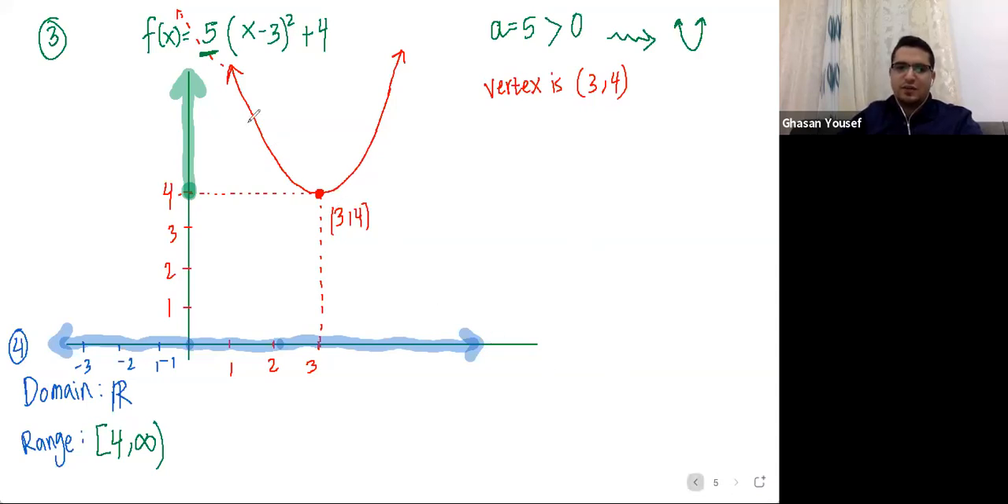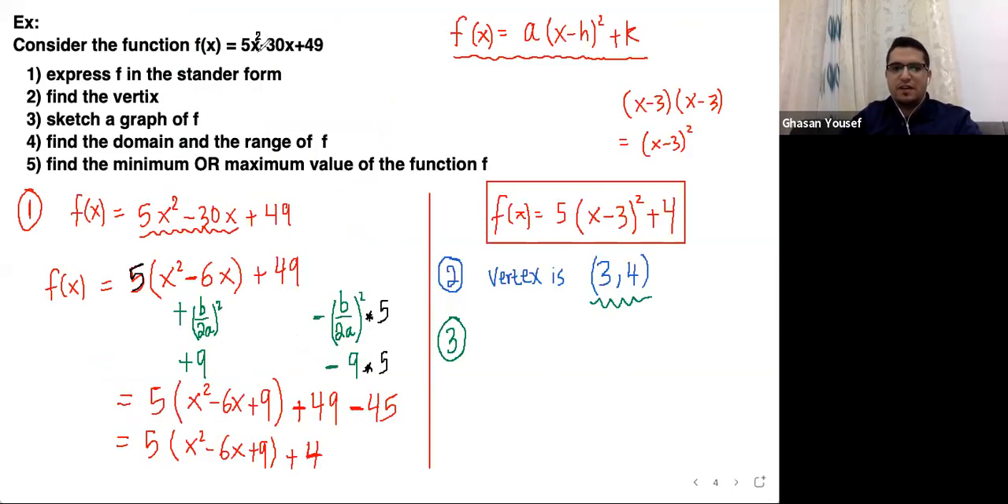So the original equation is f of x equals 5x squared minus 30x plus 49. And actually this function is the same as this function. They are the same. Plug in 0 here. 5 times 0 is 0, minus 0, plus 49. So f of 0 equals 49. Like I said before, to find the y-intercept, you have to set x equal to 0.